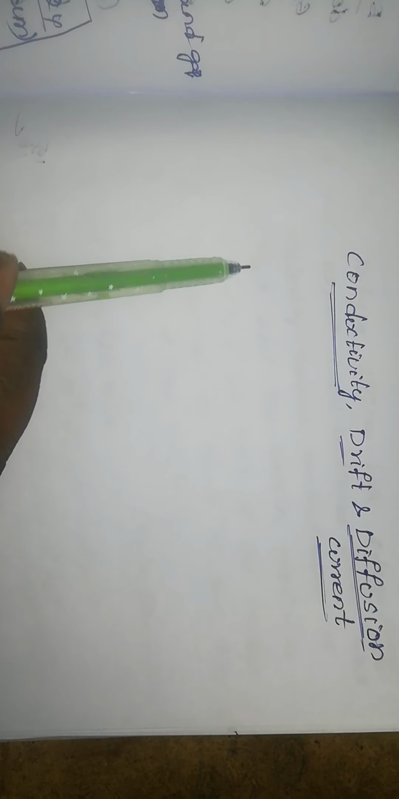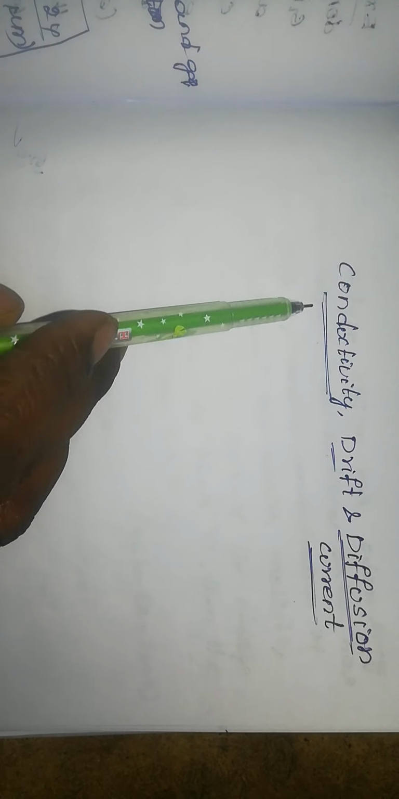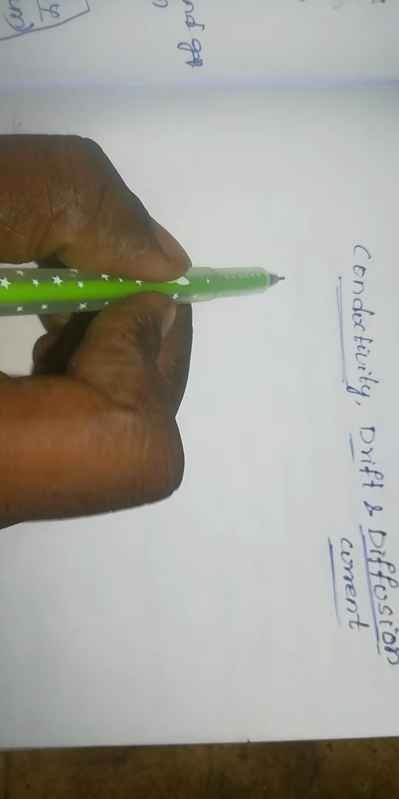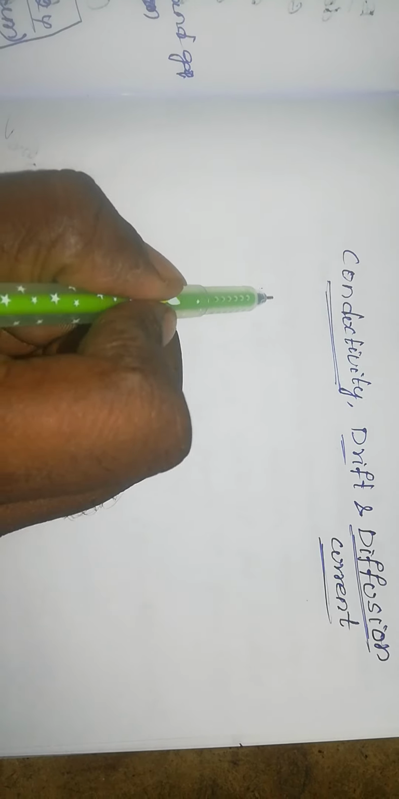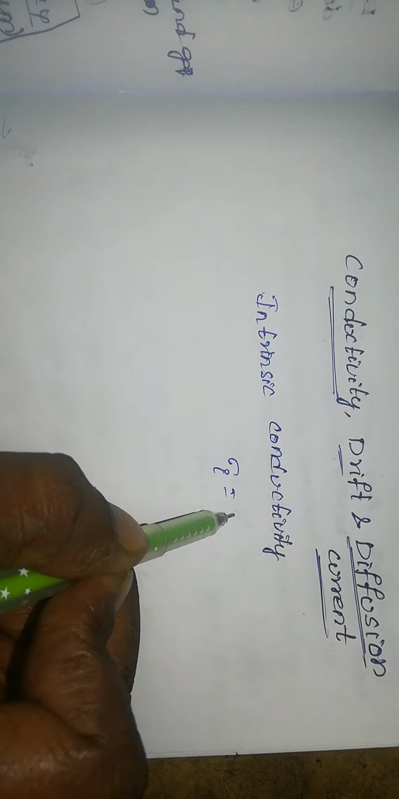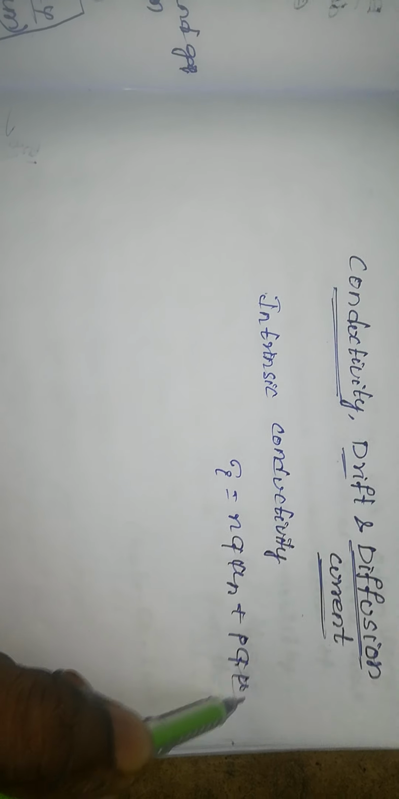In today's class, we will discuss conductivity, drift and diffusion current. So what is meant by conductivity? For the conductivity, we got the relation in the last class, the intrinsic conductivity: sigma i is equal to n q mu n plus p q mu p.